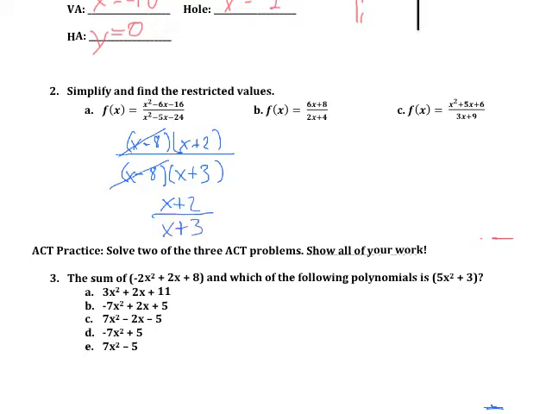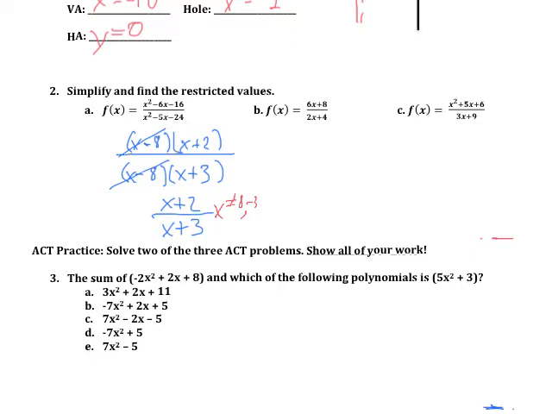And then when we're looking for restricted values, we're looking in the denominator, and we're trying to figure out, are there any numbers I could stick into those x's in the denominator that would cause a 0? Well, yes, 8, because 8 minus 8 would be 0, and negative 3 plus 3 would be 0. So my restricted values are x is not allowed to be 8 or negative 3. Moving on.